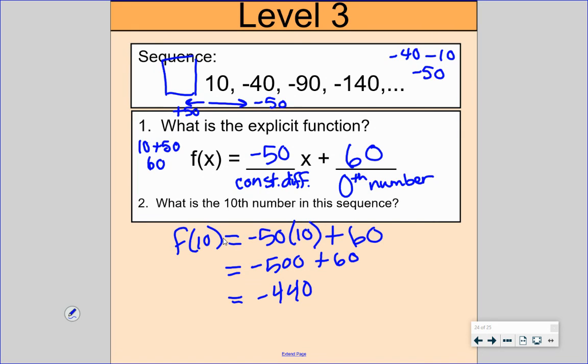All right, now you know how to write an explicit function of an arithmetic sequence. And have a great day.